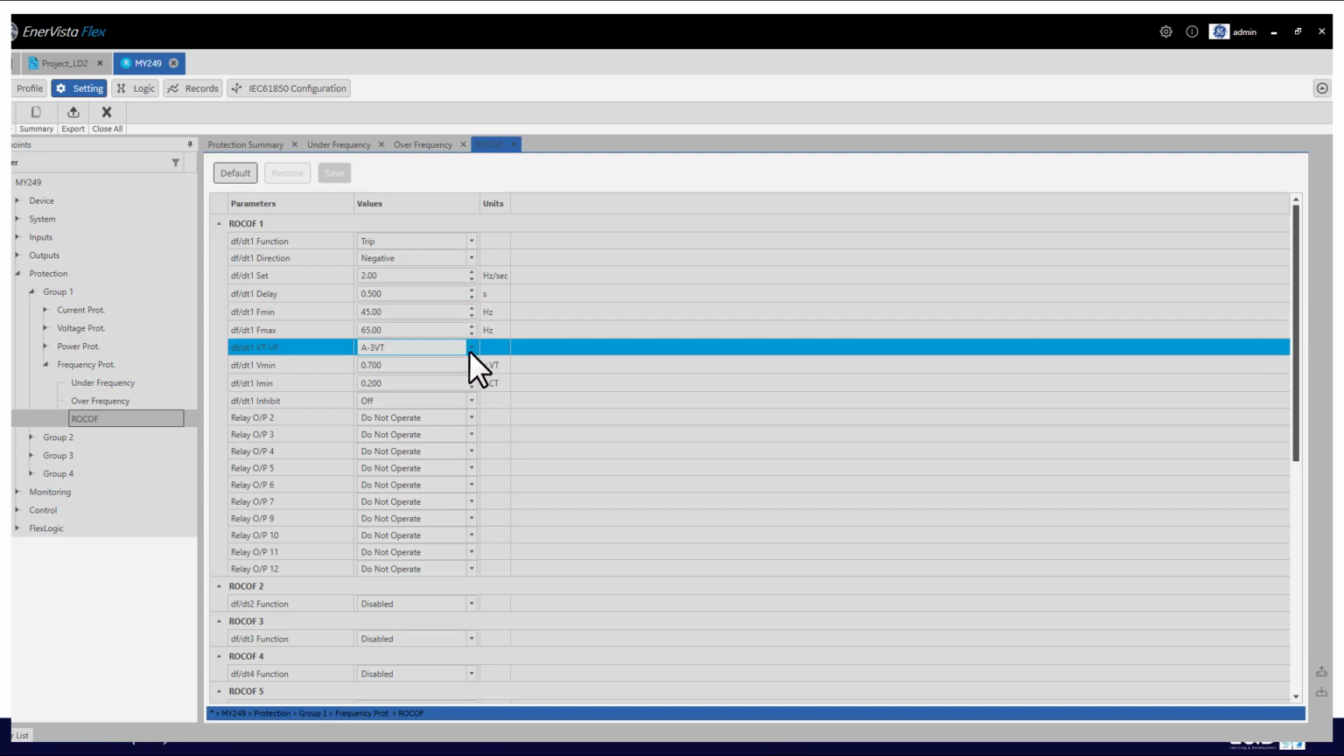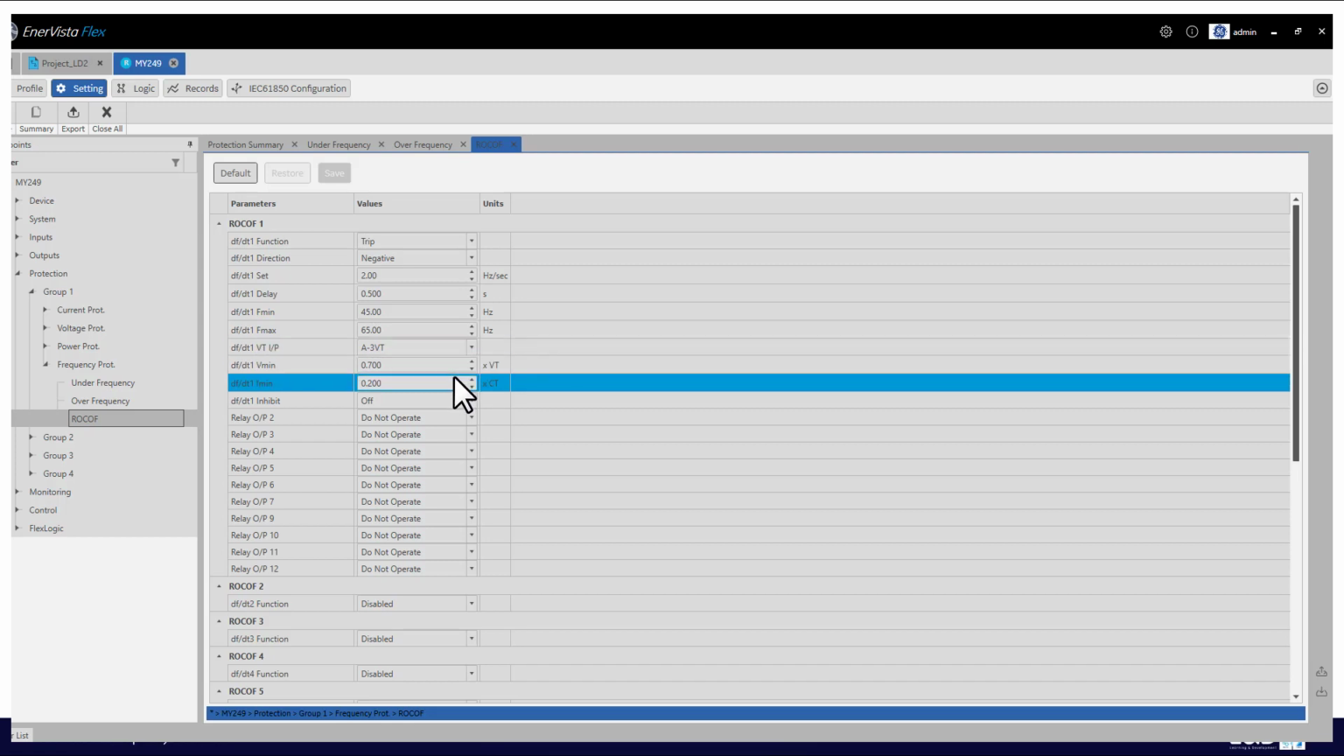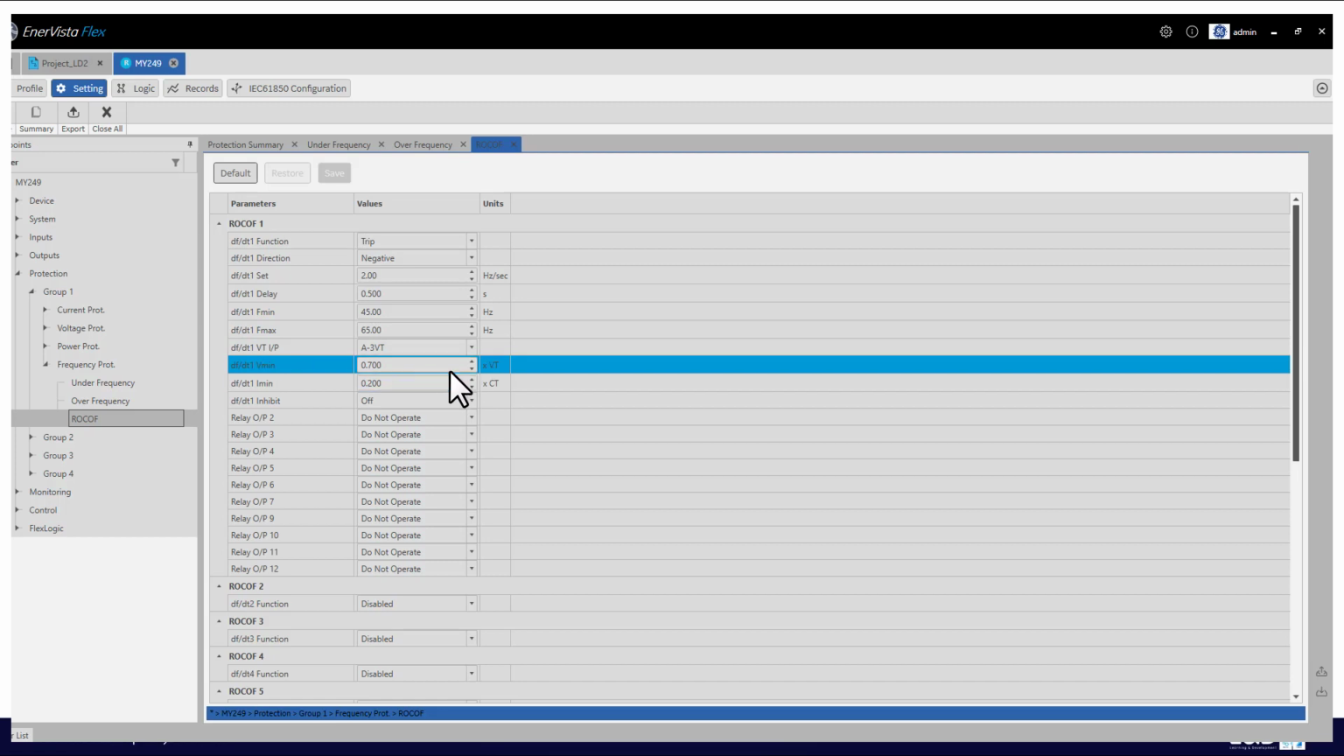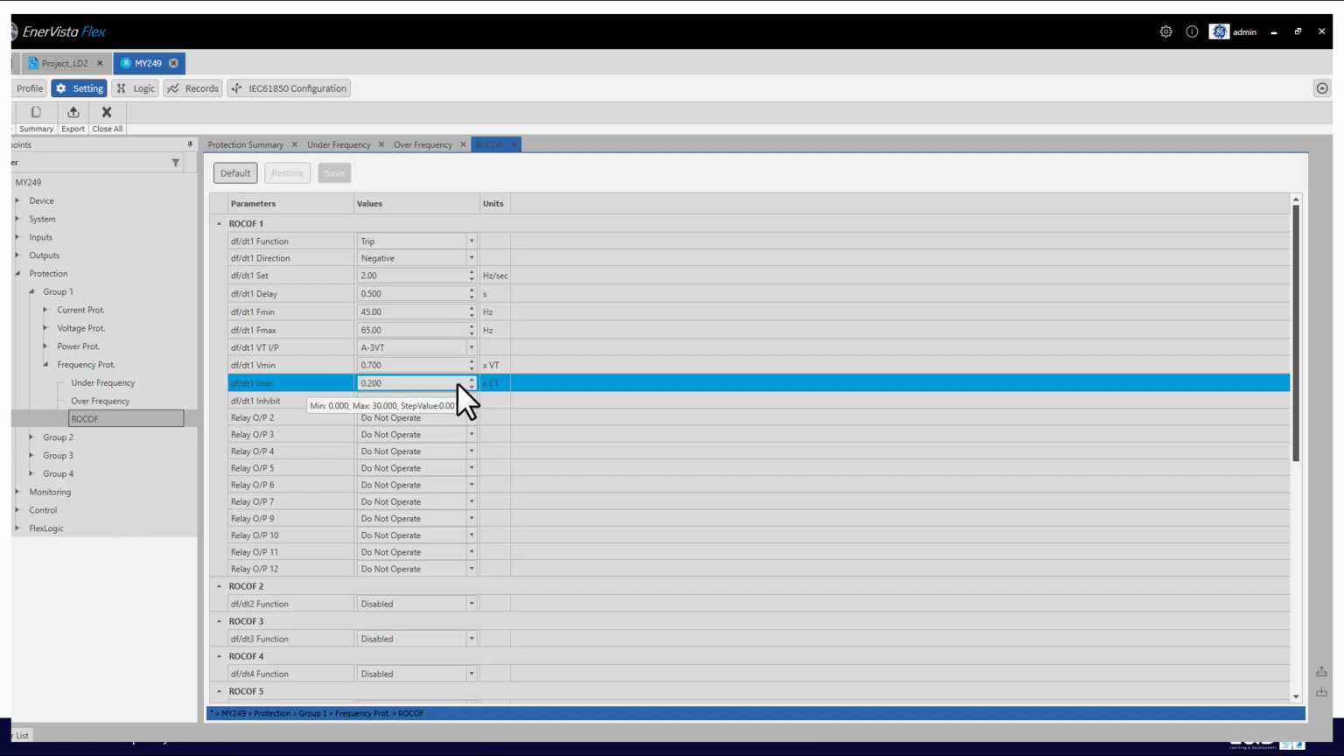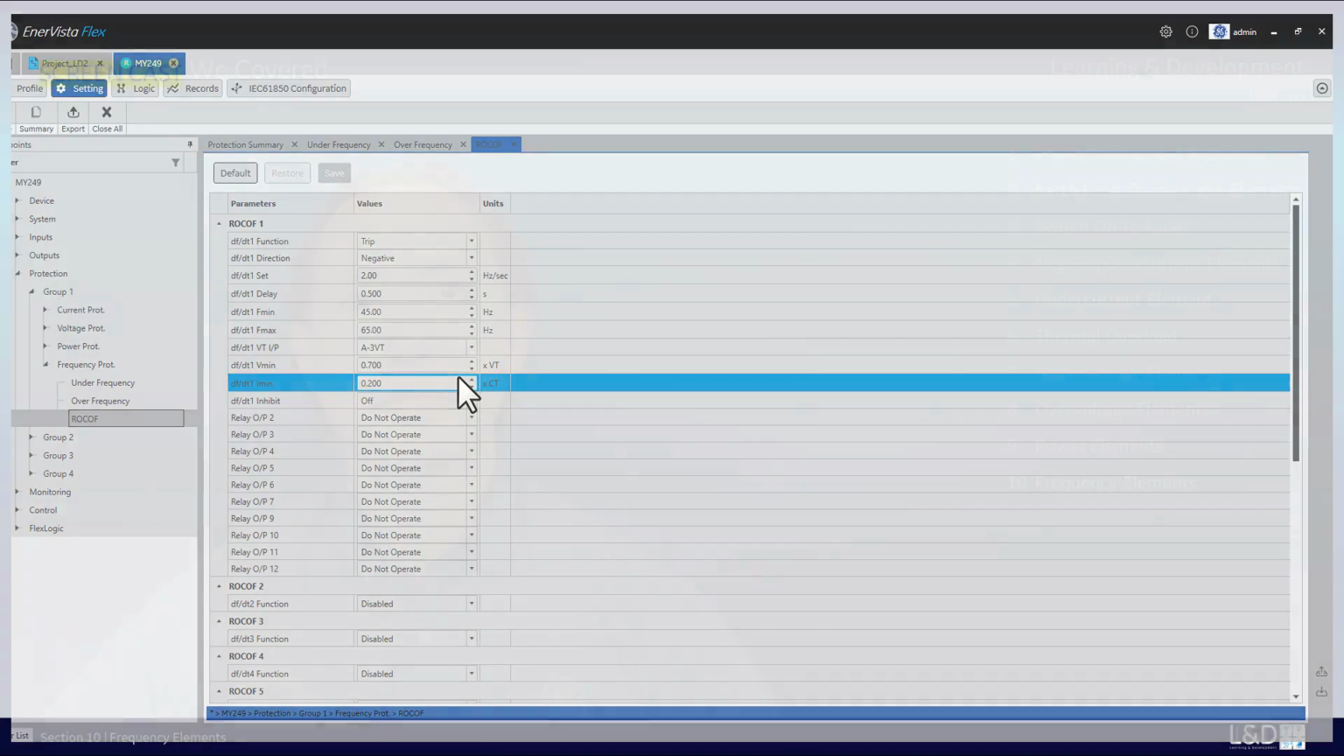Again, it has the VT input options. You can choose 3 VT or the auxiliary VT. And last, this is supervised also by the minimum voltage level and current level. So that's all the settings for the frequency rate of change. And that concludes this frequency elements session.